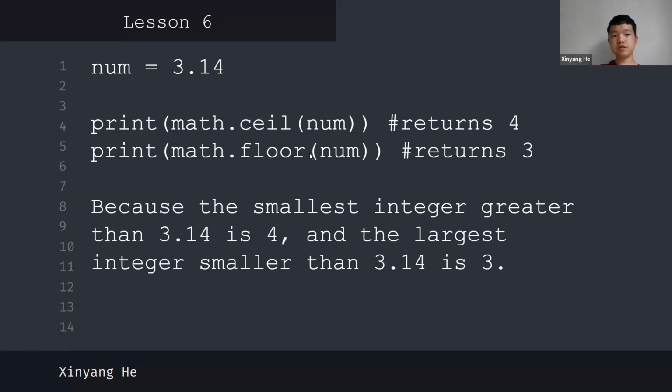As you can see here, if num equals 3.14 and I run math.ceil with num, it returns 4 because the smallest integer that's greater than 3.14 is 4. So if I run math.floor with num, it will return 3 because the largest integer smaller than 3.14 is 3.